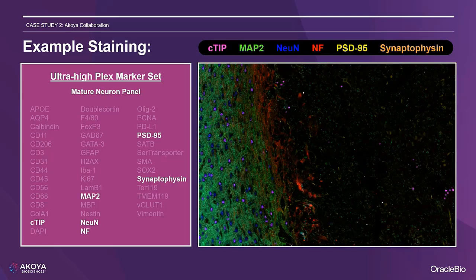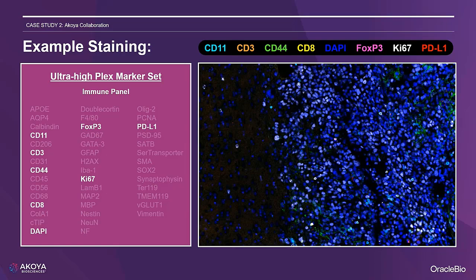The neuron panel wasn't used for the analysis we performed, but these markers could be used to identify the mature neuron population and to perform similar phenotyping as before with the microglial cells to assess their activation state. Finally, the immune marker set was used to identify immune cell subsets, such as T cells, and to look for expression of markers such as PDL1, FOXP3, and Ki67.